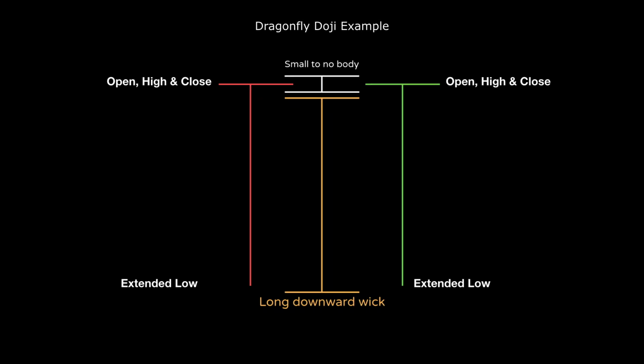A Dragonfly Doji can appear at any time during a trend, however, it doesn't always mean that the trend is guaranteed to change because of this Dragonfly Doji chart pattern appearing. That being said, most commonly the Dragonfly Doji forms at the bottom of a downtrend or where the price has found support. This can be an early signal that the bearish trend is showing weakness and that buyers are showing strength around that price level.